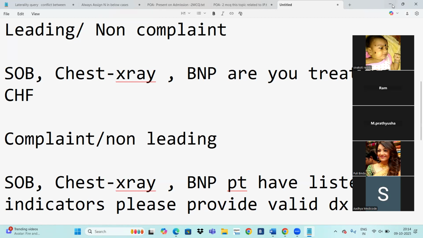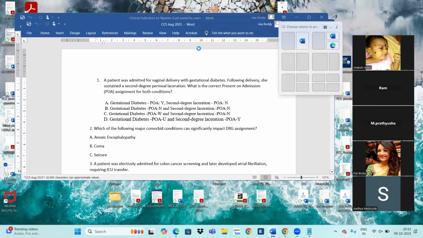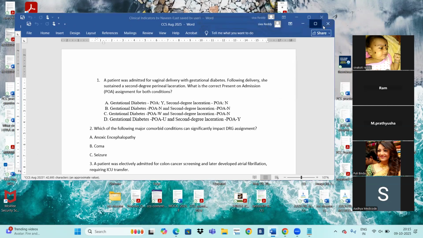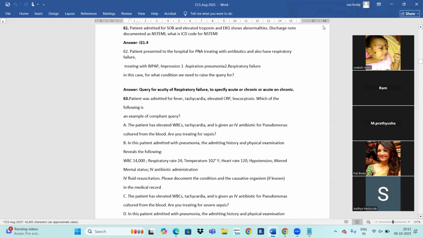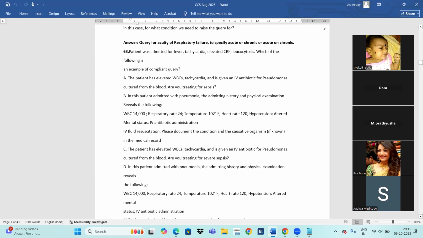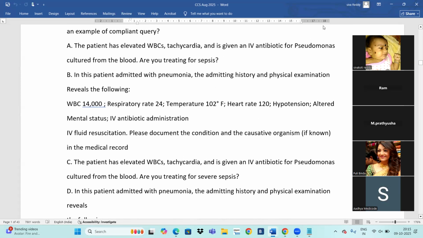So I will show the examples. Please find whether each example is the compliant version or non-compliant version. The option A, is it the compliant version or non-compliant version?